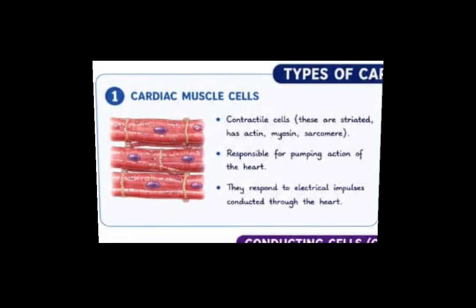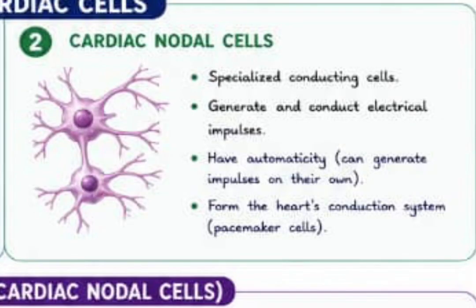The nodal cells are the specialized conducting cells. Their action is to generate action potential. Their work is to generate what? Action potential. How do they generate action potential? When a ligand, which is a hormone, especially epinephrine, binds to them, because the epinephrine receptor is located on the SA node of the heart.